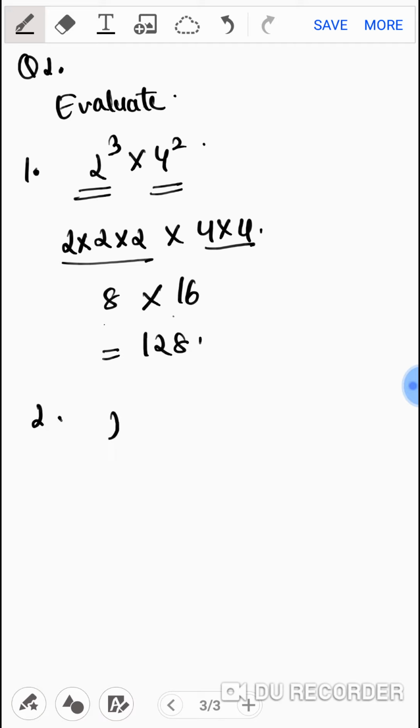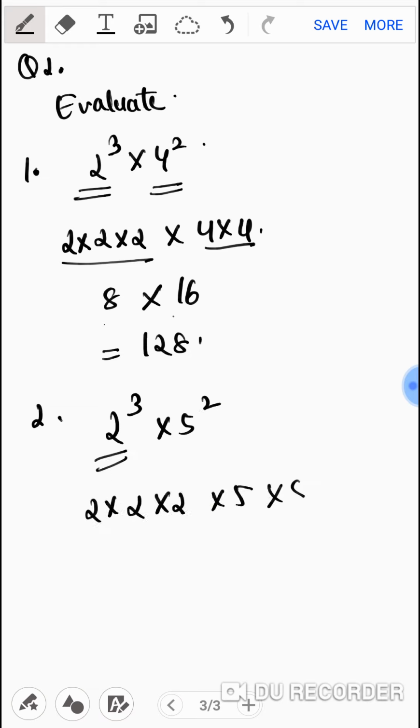I'll do one more. That is 2 raised to 3 into 5 raised to 2. That means you have to multiply 2 for 3 times and 5 for 2 times. Multiply this. This will be 8 and 25. When you multiply this, my dear kids, you will get 200.